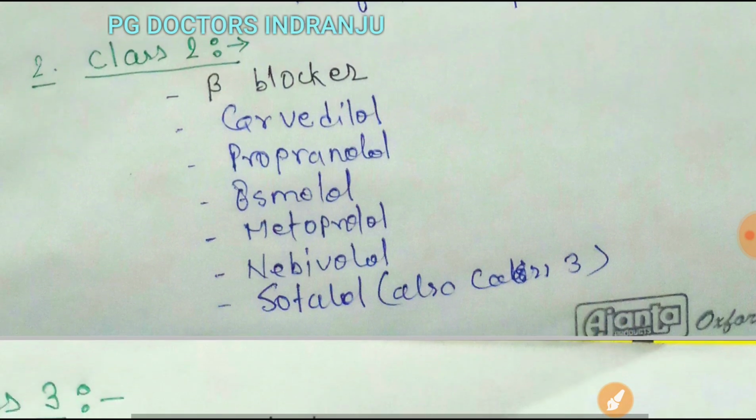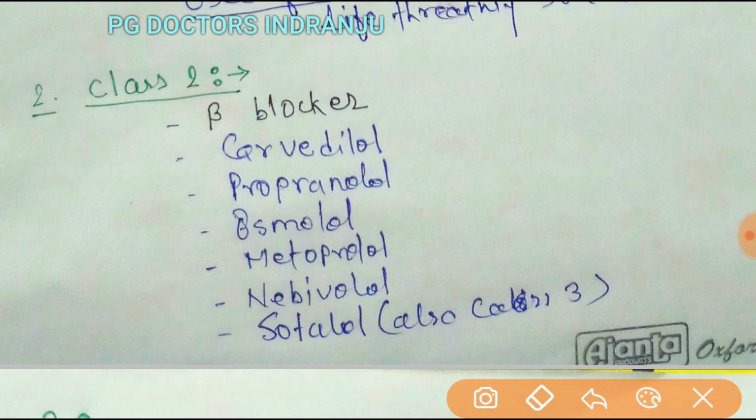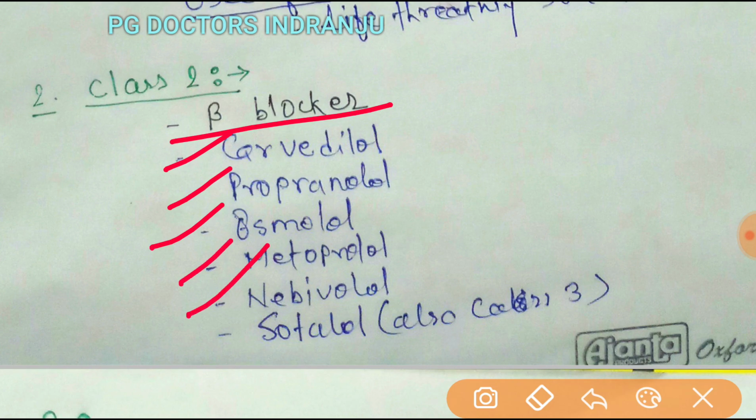Next is the class 2 drugs. Class 2 includes beta blockers, and among beta blockers there are many drugs, such as carvedilol, propranolol, esmolol, metoprolol, nebivolol, and sotalol. It is also included in the class 3 drugs. Sotalol has the function of both class 2 and class 3 drugs.